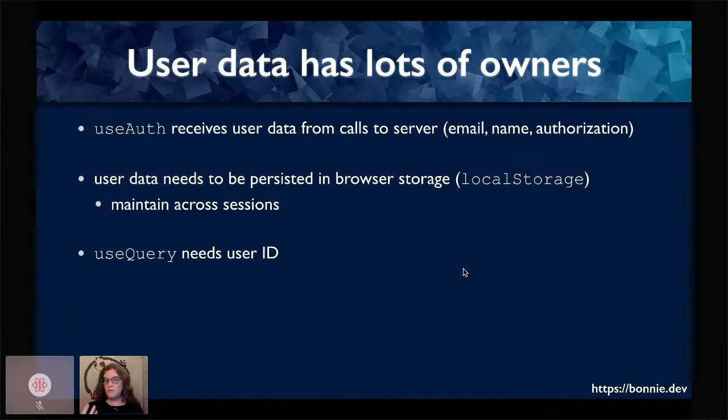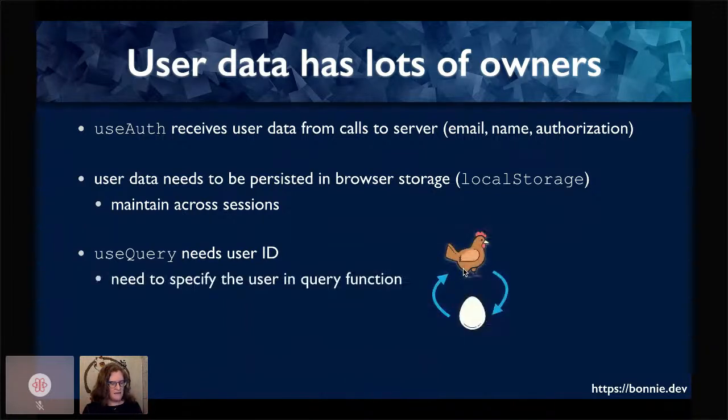useQuery can be responsible for maintaining the updated data for the user from the server, but as I mentioned before, it needs the user ID in order to get the data from the server. It needs to tell the server which user it's looking for data. And I have a chicken and egg here because you can't get the ID until you have the user data, but you can't get the user data until you have the ID. So this is an issue that we're going to have to address as well.